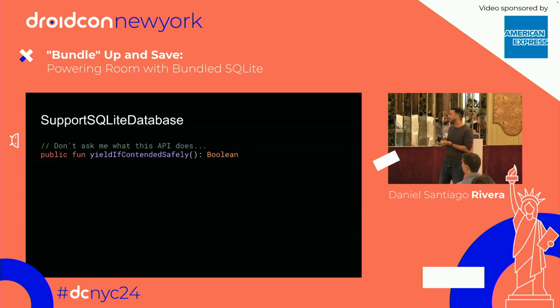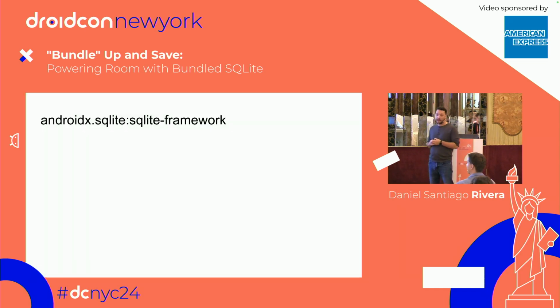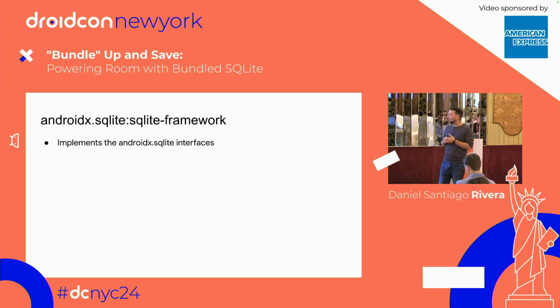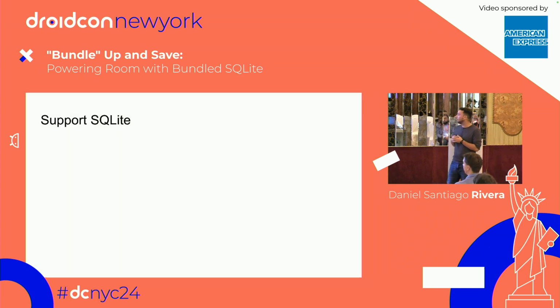So we have some APIs like this one that I don't know what it does, so don't ask me about it. And then the other thing is we do expose Cursor, and we never made a support cursor. And Cursor is very Android. It has these things I don't even know about, but maybe that's not so bad. Overall, you don't implement these interfaces. You just use an already created implementation for them, which we provide through SQLite framework. Again, it implements those interfaces. It has fixes for framework issues, and the entry point to it is through the framework SQLite Open Helper. So, kind of like problem solved.